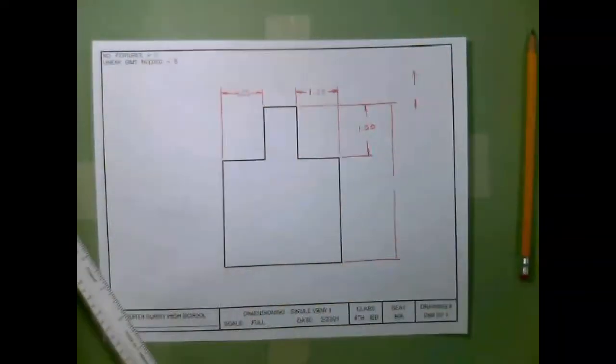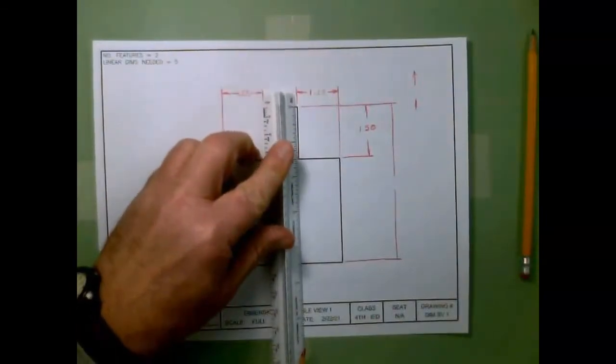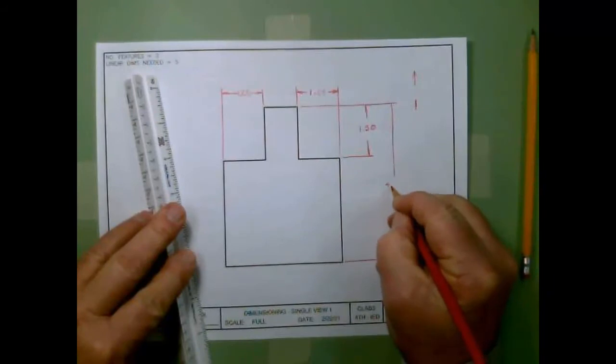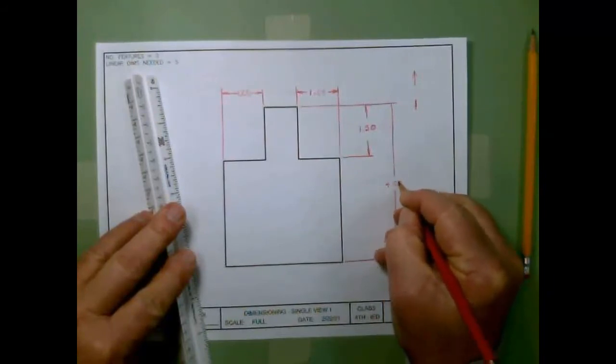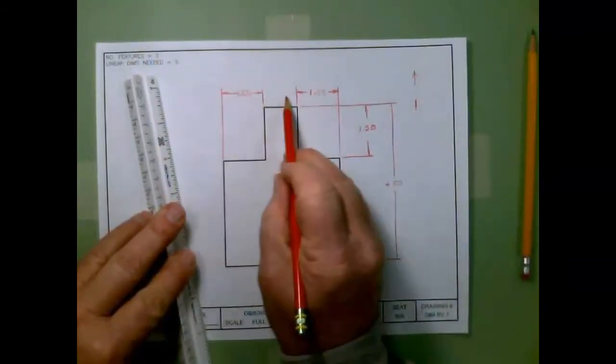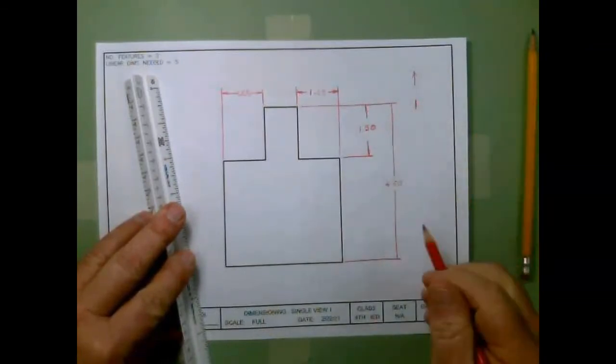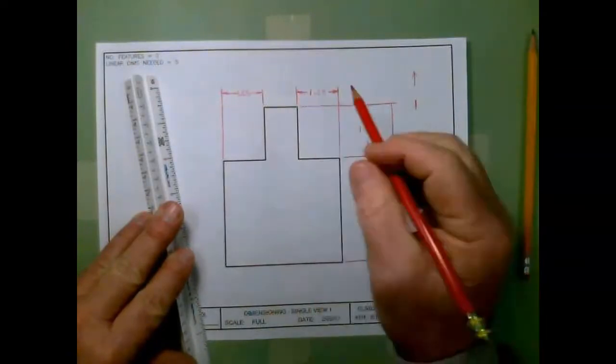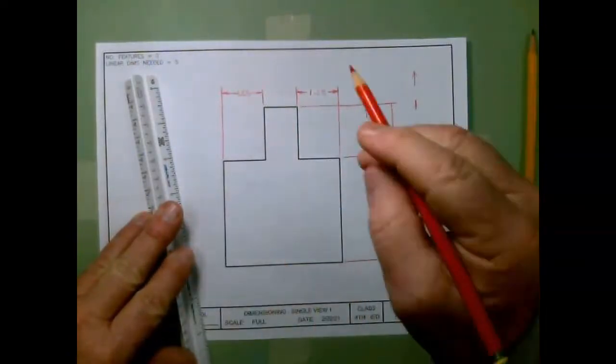So how tall is this object? Well, we'll measure it right here, and it is 4.5 tall. Okay, so 4.5. Notice our numbers are written, all of them are written horizontally. We don't have any turned vertically, okay? This is actually called the unidirectional way of dimensioning. All numbers are turned one direction, unidirectional, okay?